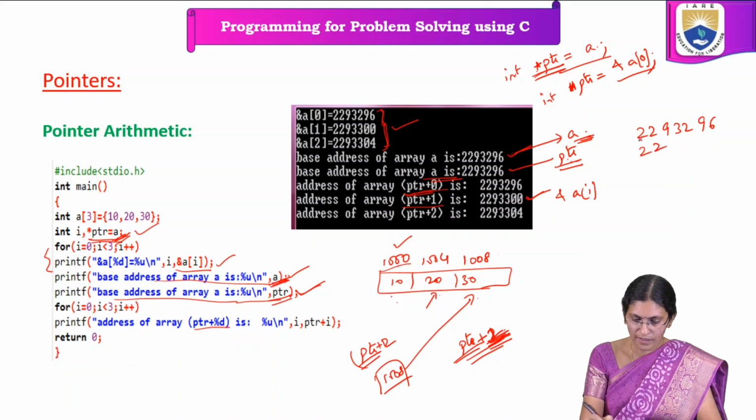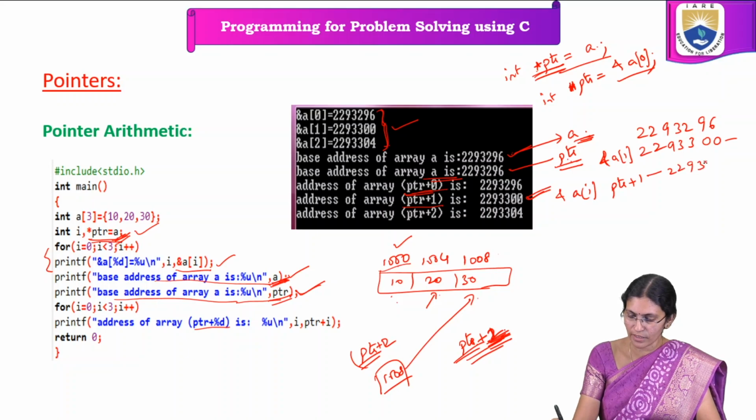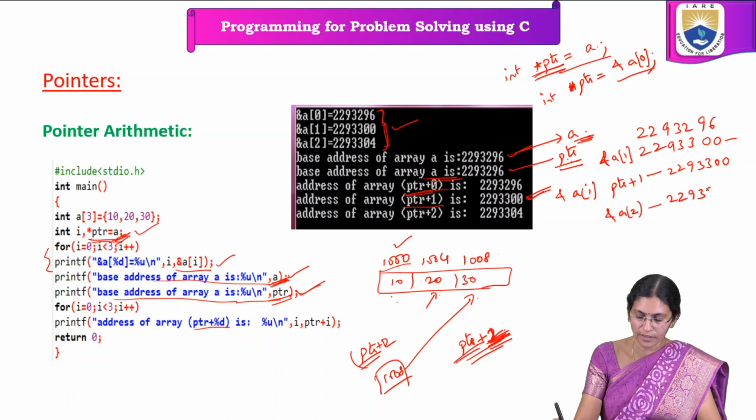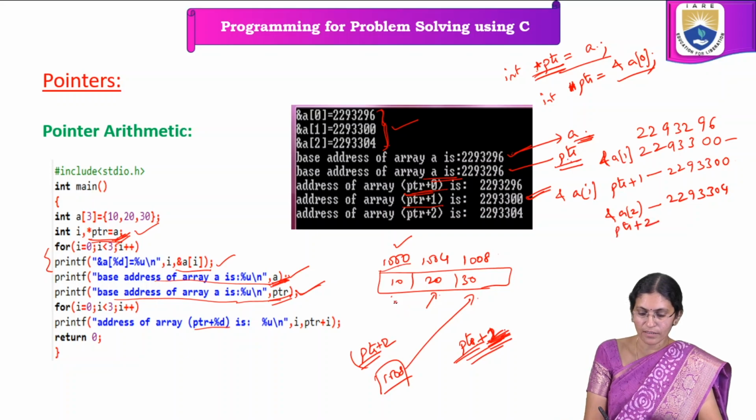The next element address is 2293300. This is PTR plus 1, and this is ampersand A of 1. Both are the same, so this value is also 2293300. Next, the ampersand A of 2 value is 2293304, which is PTR plus 2. So we are adding 2 to the base address.